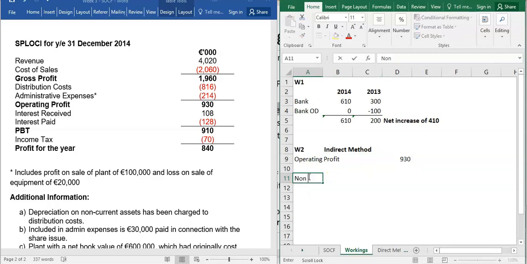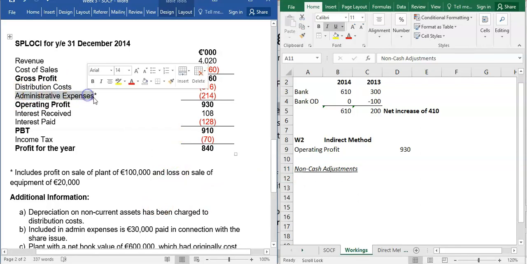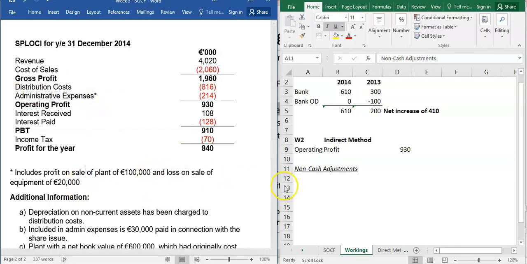You then do your non-cash adjustments. Right, so particular adjustments that are needed because they're either non-cash or they're related to another part of the question. So if we go down and have a read of the question, we're told in our admin expenses, there's a little asterisk. That includes the profit on sale of plant of 100,000. Profit on disposal, we take that off, minus 100, because that's a non-cash profit. The profit on sale of plant is not the cash item, it's the disposal proceeds that are the cash item. And we'll get to that in the investing activity section.